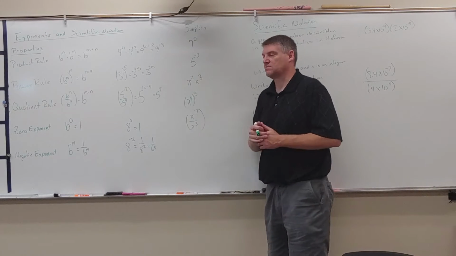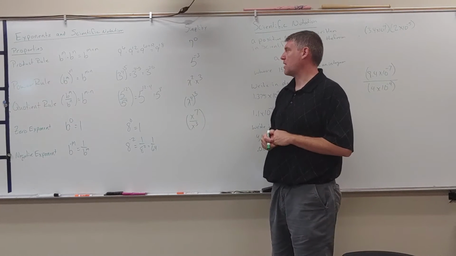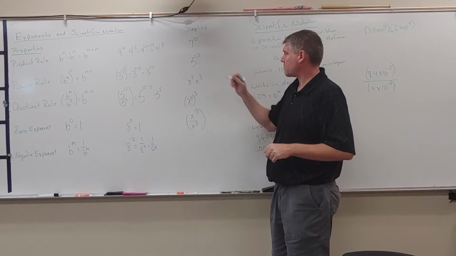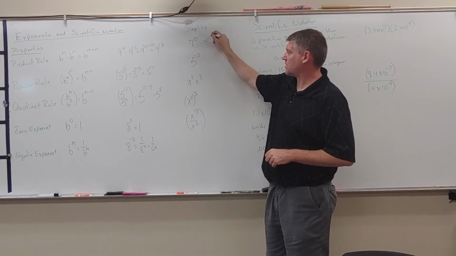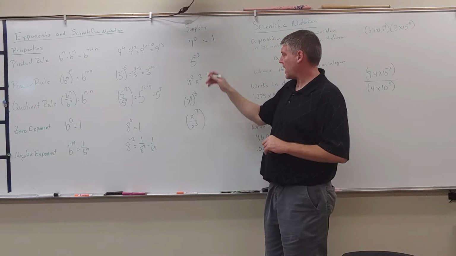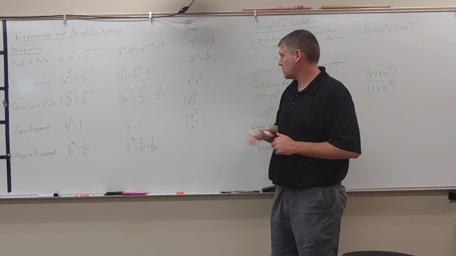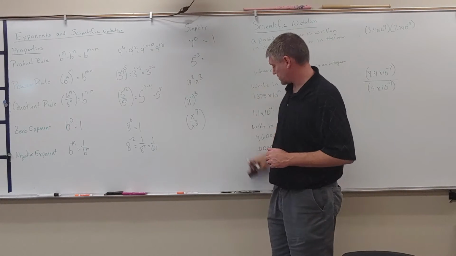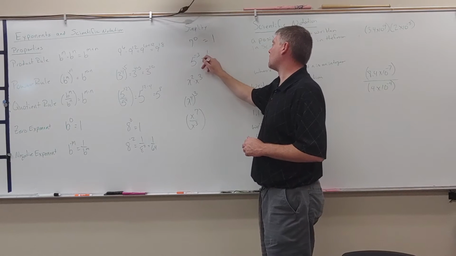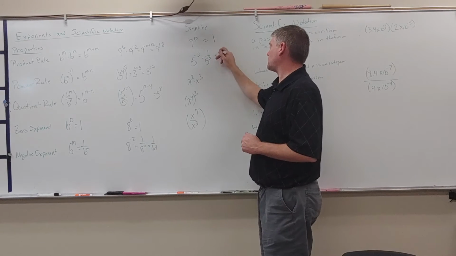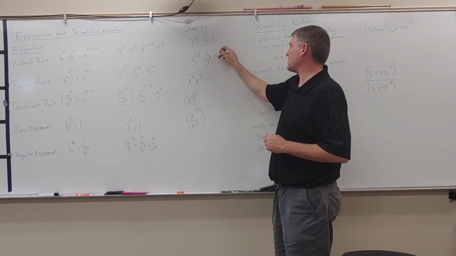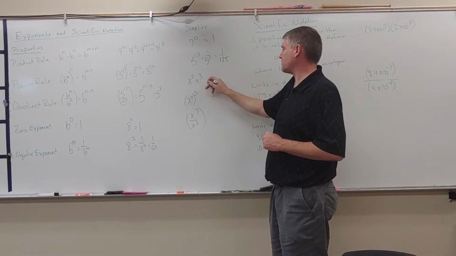So here we have some simplifying, and we're just going to use those properties to simplify. So 7 to the 0th is 1. And then 5 to the negative third is 1 over 5 to the third. Let me rewrite that so you can actually see it. 1 over 5 to the third, which is 5 to the third is 125, so it's 1 over 125.